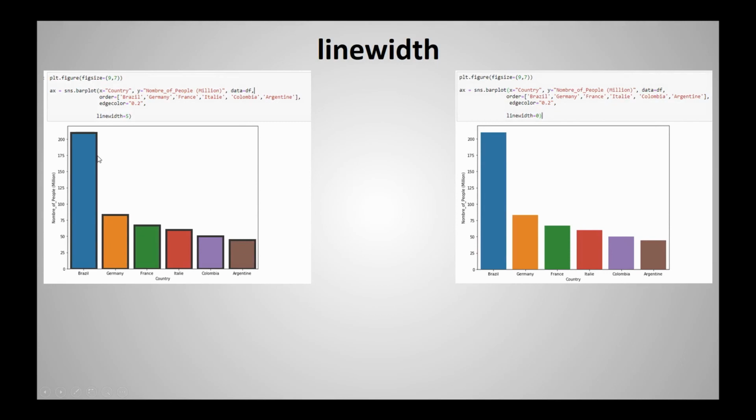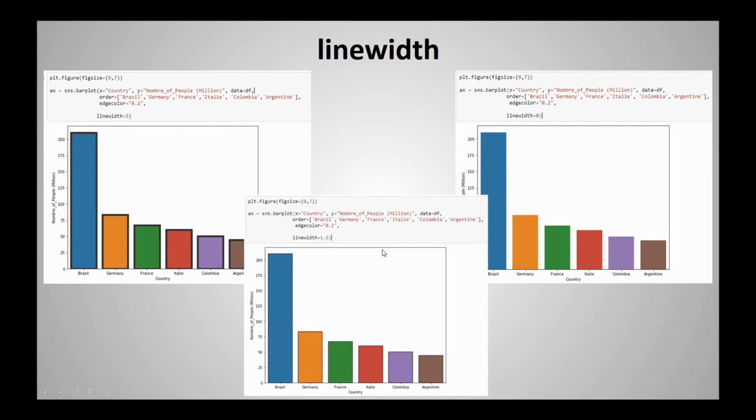To change the line width of the bar's edges, we can do that with the linewidth parameter. For linewidth equal 5, we will have a very thick line edge. For linewidth equal 0, the line edge will disappear. For our example, we'll give it a value equal 1.5.